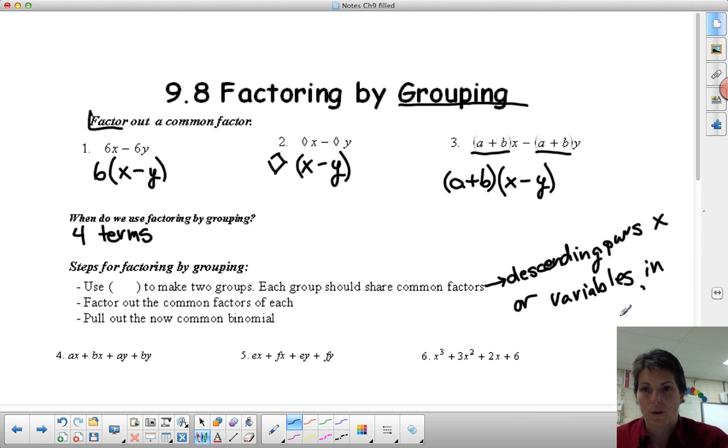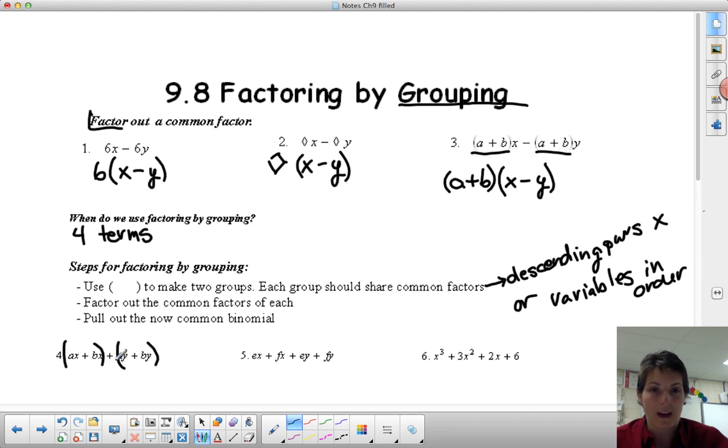And when I say variables in order, I'm talking about having, like in number 4 here, ax plus bx. Then we have ay plus by. There's kind of a pattern there. So when that happens, the first thing you're going to do is just simply make 2 groups. So use your parentheses. So let's group the first 2 together, and we're going to group the second 2 together.